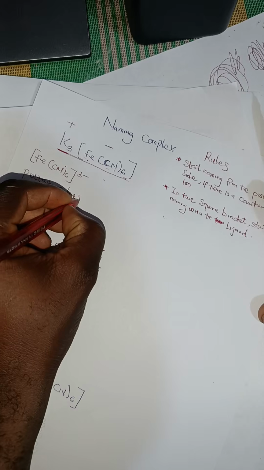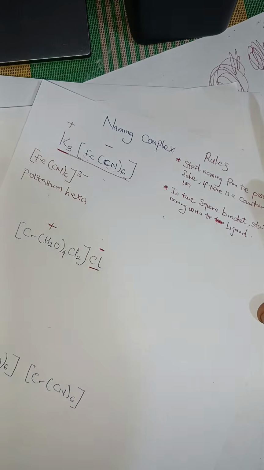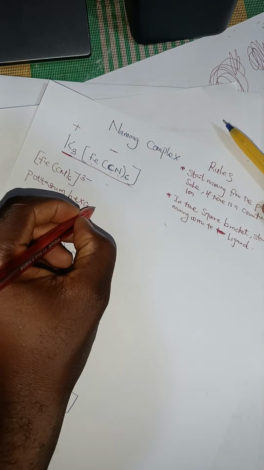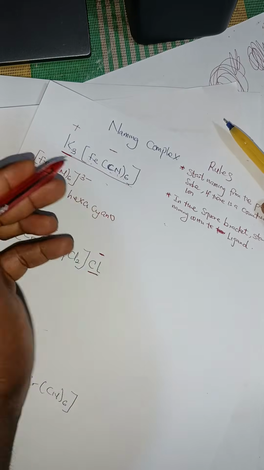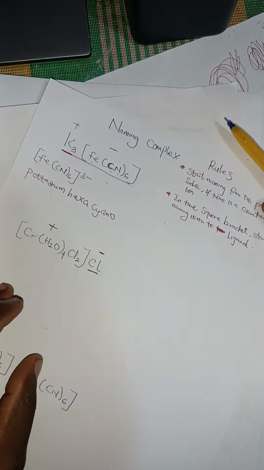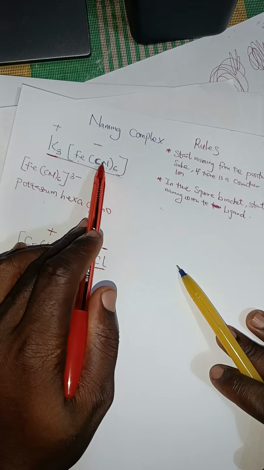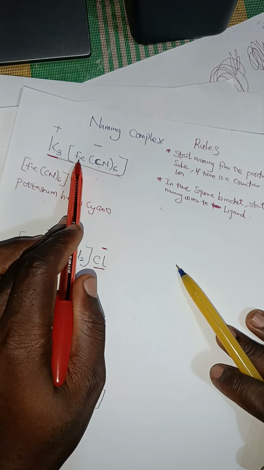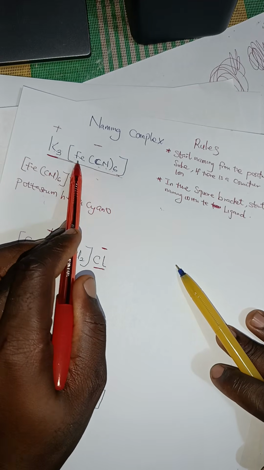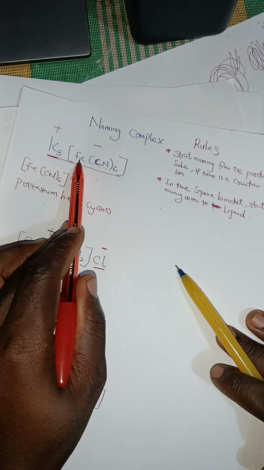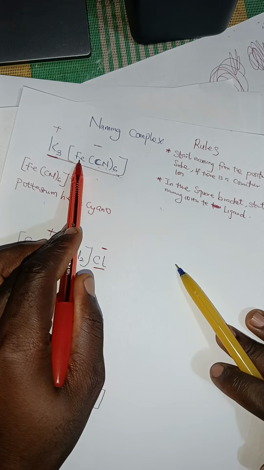Potassium hexa, without space. Potassium hexacyano. So who is the cyano? This is the cyano. Now, once I'm done with the ligands, I'm going straight to the central metals, which is the transition metal.